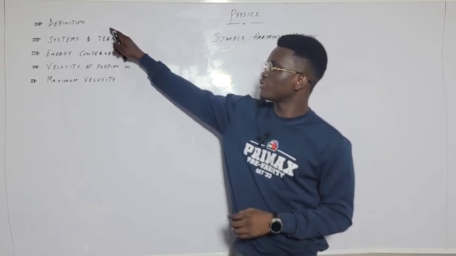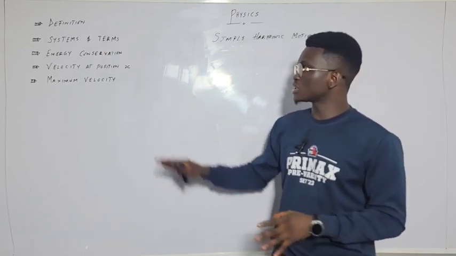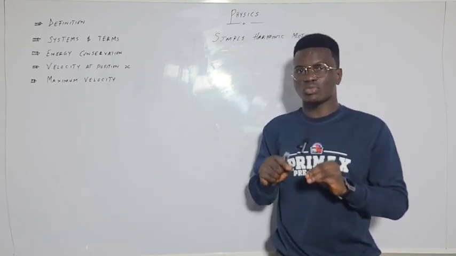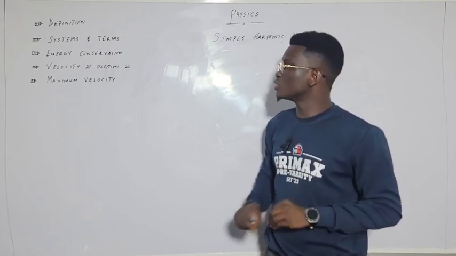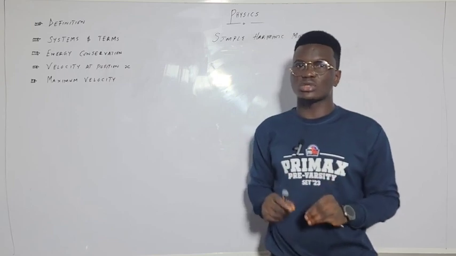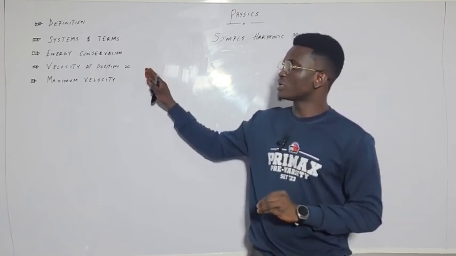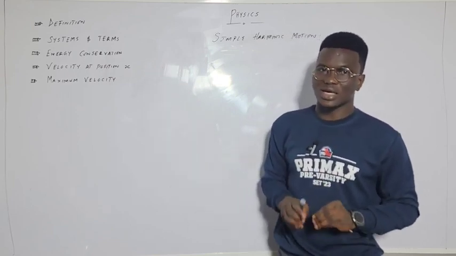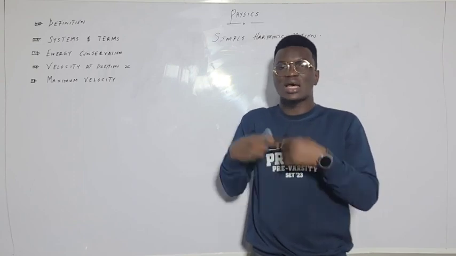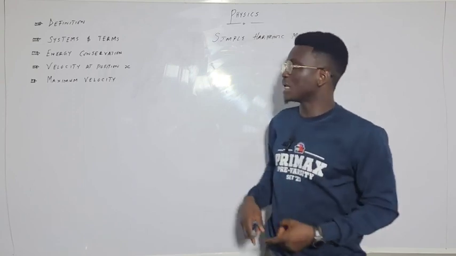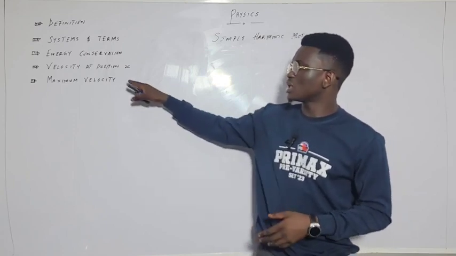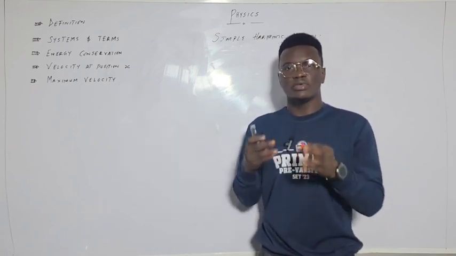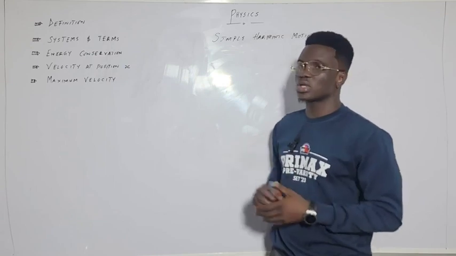So the definition is the first thing we're going to treat. Then some systems that exhibit simple harmonic motion and some terms we use in treating it. The energy conservation of simple harmonic motion, and velocity at position x. They can say calculate the velocity at a particular position. That means there is a change in velocity in a simple harmonic motion. Then they can say calculate the maximum velocity. So let's quickly look at this.